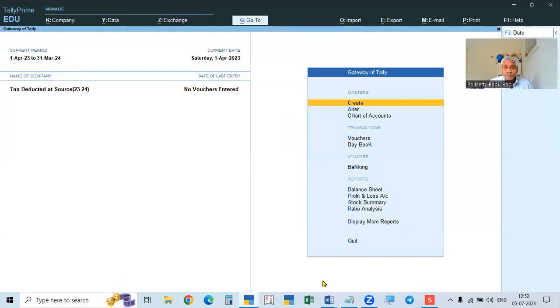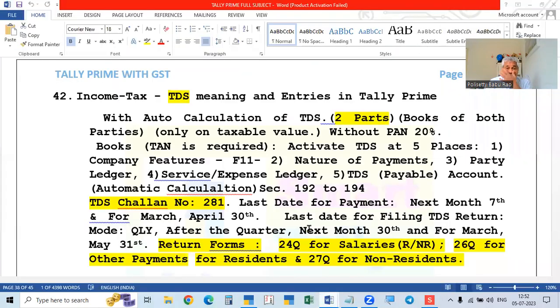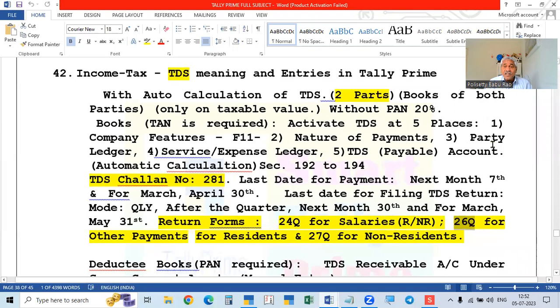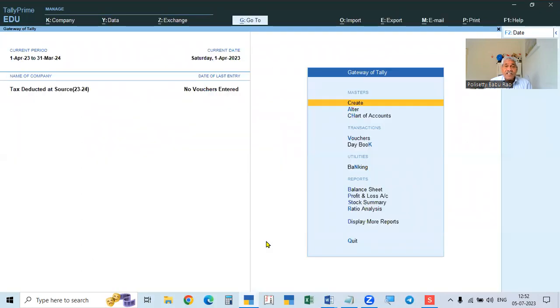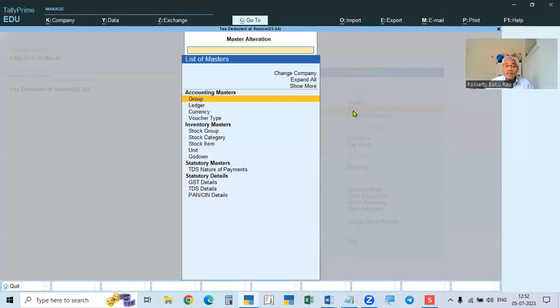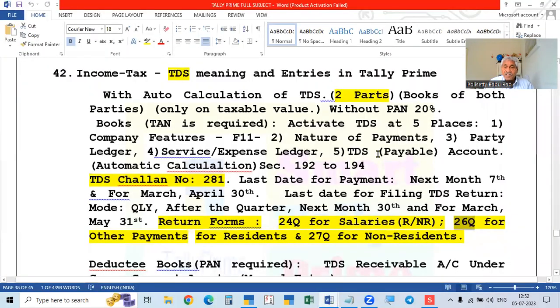The next one is we have to make the nature of payment and the party ledger. For the nature of payment, go to Alter, since you enabled TDS, it will show Statutory Masters, TDS Nature of Payment. What is the nature of payment? That we will take up later. At the time of creating the voucher also, we can do that. That I am telling you. That is one: the nature of payment.